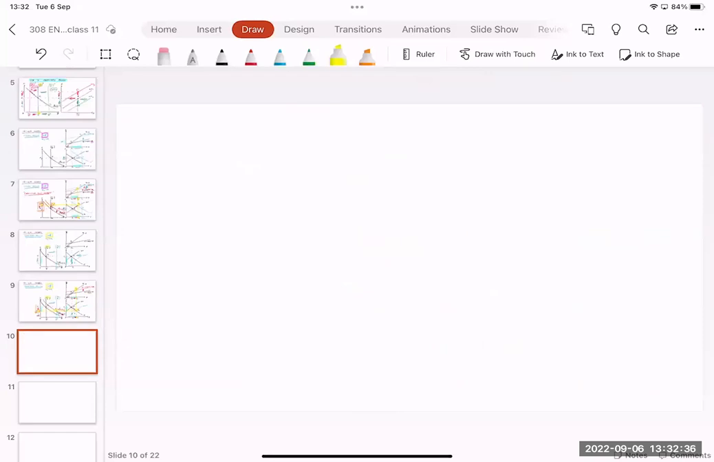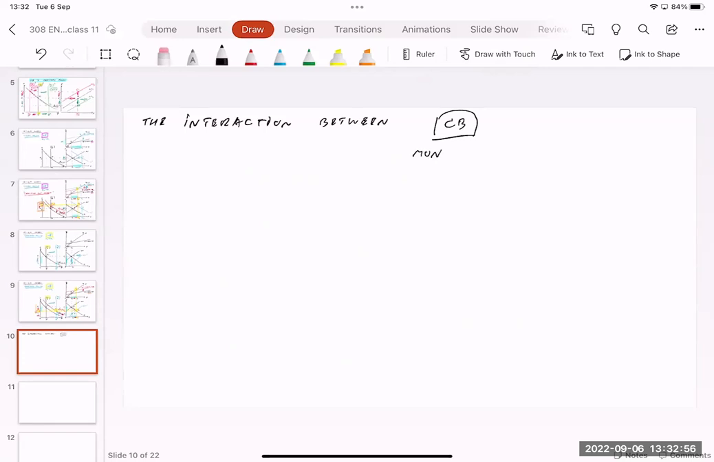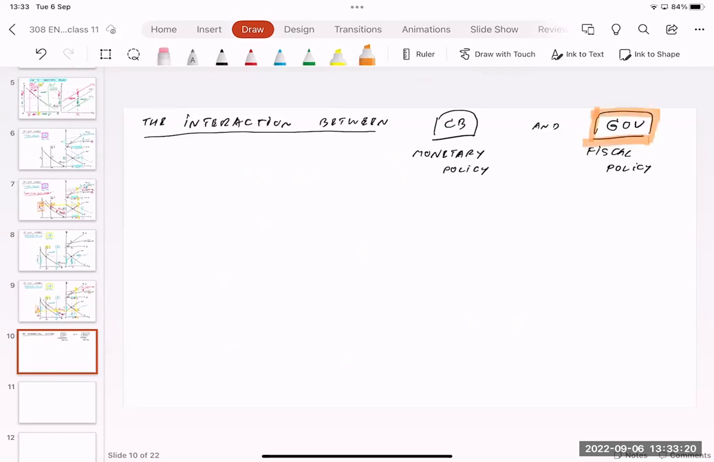Next one. Here we're going to talk about the interaction between the central bank, monetary policy, and the government, fiscal policy. Starting with the government first.